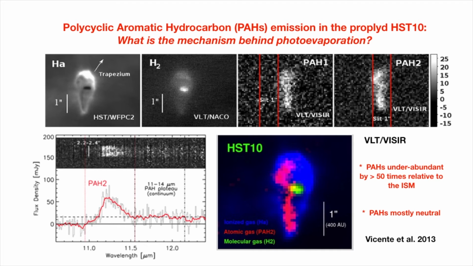However, in our work published in 2013, we found that PAHs in the proplyd HST10 are underabundant by a factor of 50 or more relative to the diffuse ISM, and this reduced significantly the photoelectric heating at the disk surface. So, we need to ask what are the key mechanisms driving the heating and cooling of the gas, and therefore the photoevaporation of the disk.